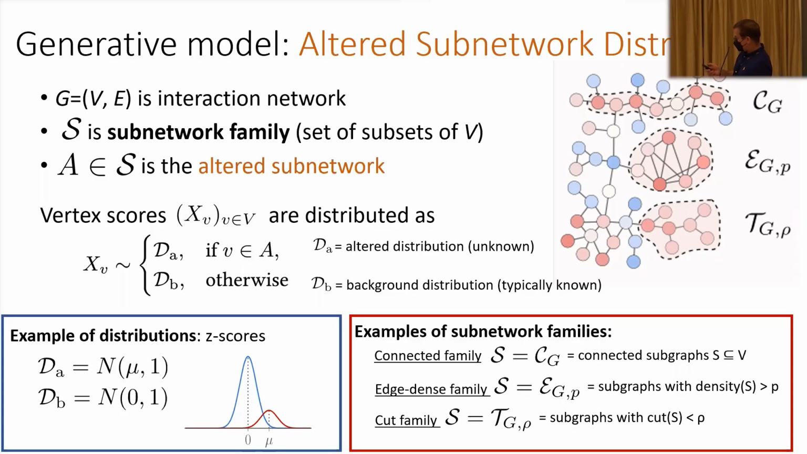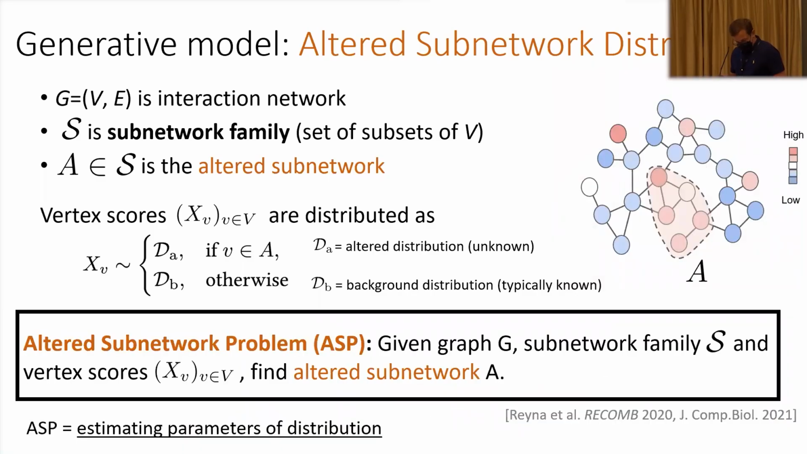But now, by writing things down this way, we have a version of the problem that's really a statistical estimation problem, because then we could say, all right, given a graph, and given the subnetwork family, now from vertex scores, find the altered subnetwork. Okay? So now all that is a problem of estimating the parameters of this altered subnetwork distribution. And then by changing the subnetwork family, or by changing these distributions, I can then model various different problems that have been presented in the literature.